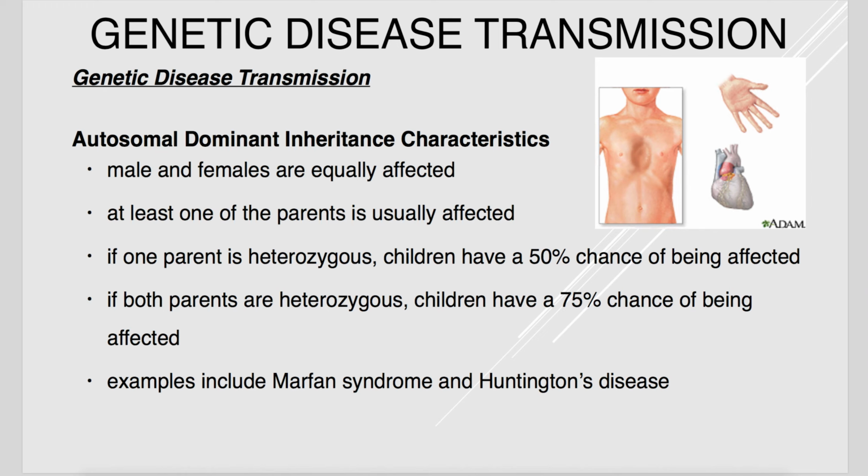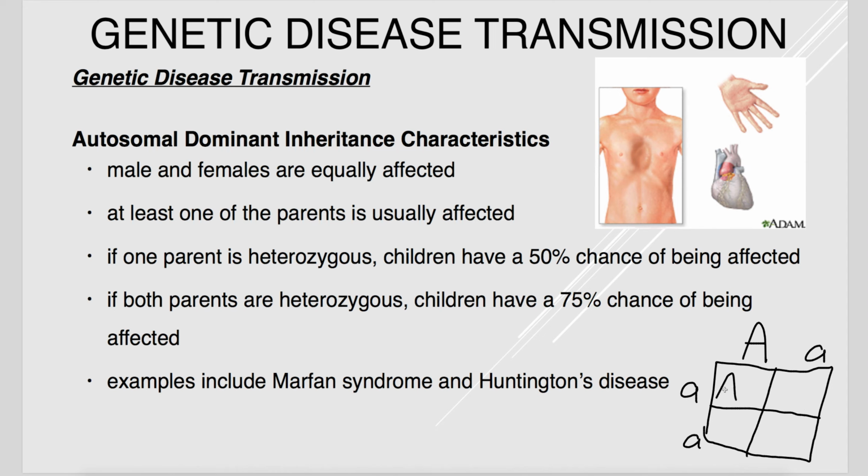If we did a little Punnett square here, we'll say dad up here is heterozygous, he has the disease. We'll say mom is homozygous recessive, she's unaffected. We can see that 50% of the children will be affected, and the other 50% will not be affected.